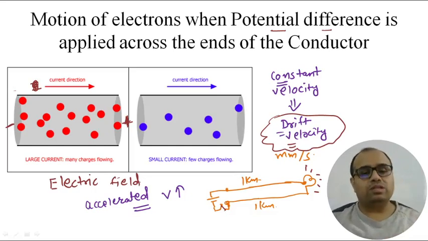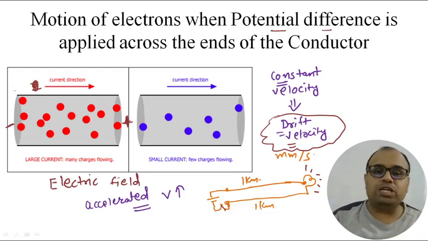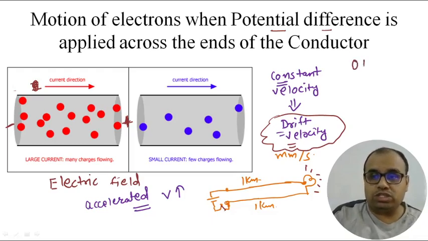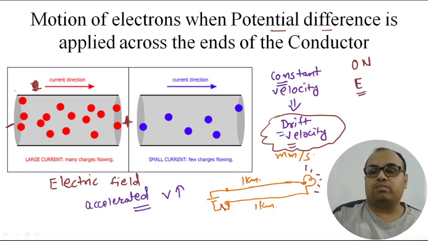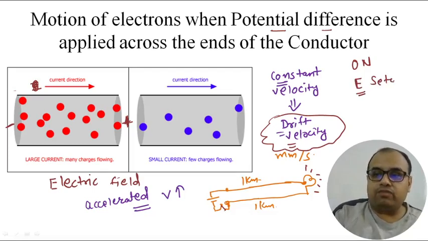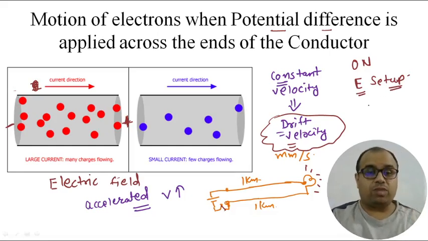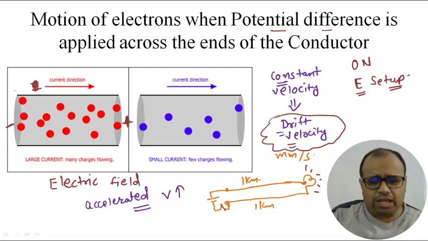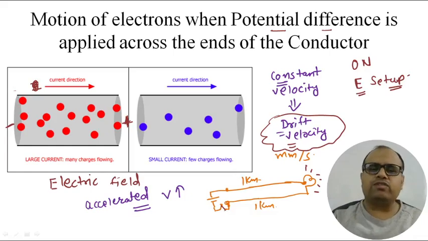Now do remember this. The solution of this particular problem is that whenever we switch the circuit on, an electric field is set up. This electric field is set up with the speed of light, and that's why the electric field is set up in the entire wire.